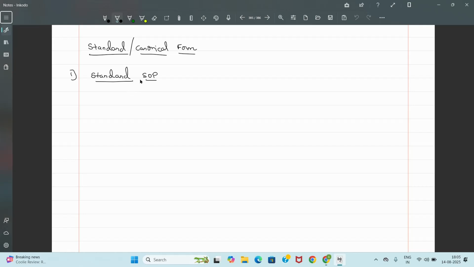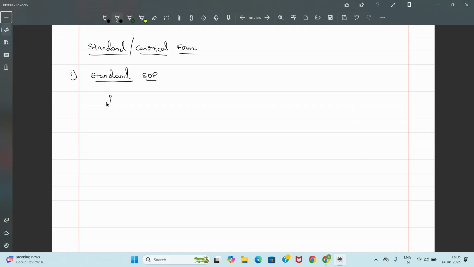Hello everyone. In this video, we'll see how to convert any given Boolean function into standard or canonical form. Under this, we have two things. One is standard SOP form, that is sum of products. The other one is the standard POS or product of sums form. So we have to now see how to convert a given Boolean function into its standard form.